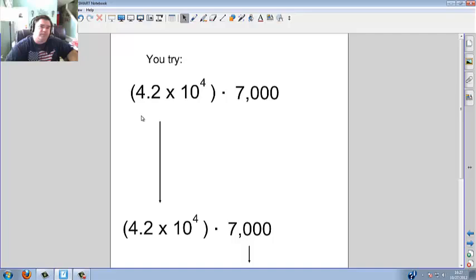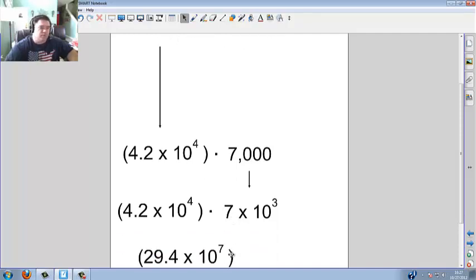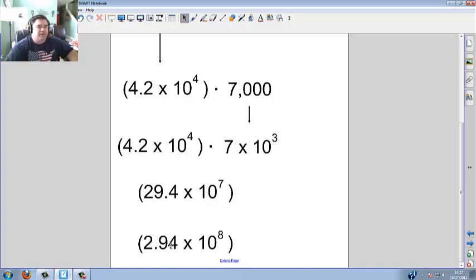You try. Alright, I changed this probably into 7.0 times 10 to the third, I'm guessing, yep. 4.2 times 7, I'm going to guess 29.4. Right. And 4 tenths and 3 tenths make 7 tenths. I'm going to borrow 10 here, add it over here. It's 2.94 times 10 to the 8th.